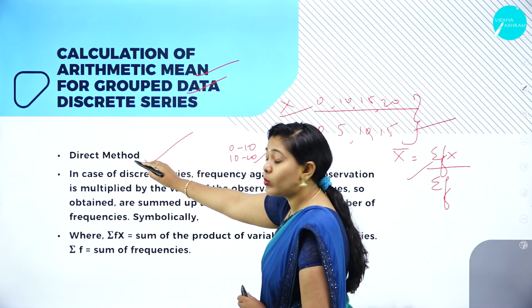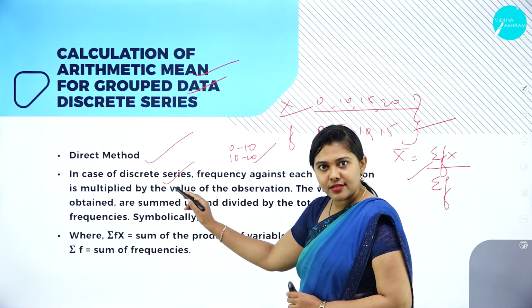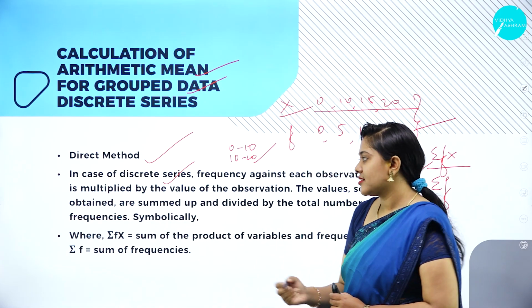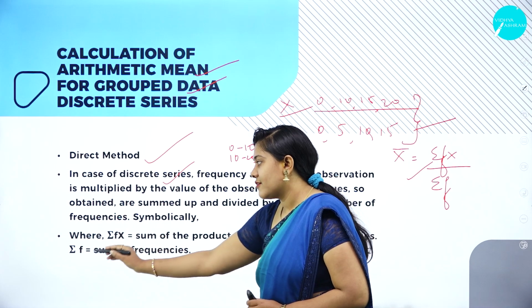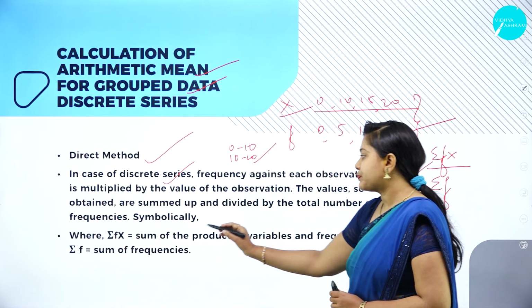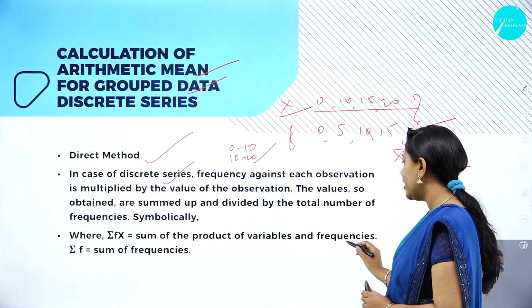So we are following which method? Direct method. Under which series? Discrete series. And what is the formula for direct method discrete series? Sigma fx divided by sigma f. So what is the sigma fx? It is the sum of the product of variables and frequency.